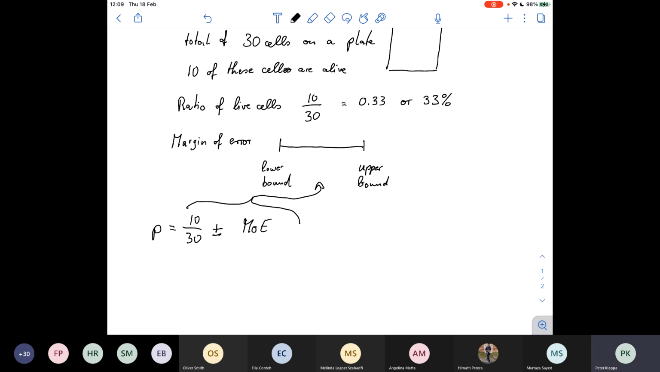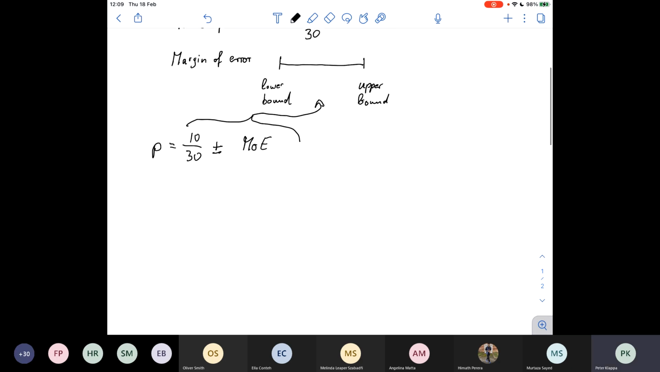Yep, that's right, Sabrina. Thank you. So if we look at it, this would be somewhere around 10 over 30 minus the margin of error. And this point here, the upper bound, would be 10 over 30 plus the margin of error. Right? That is what our lower and upper bound actually tell us. And that is what this thing here shows.